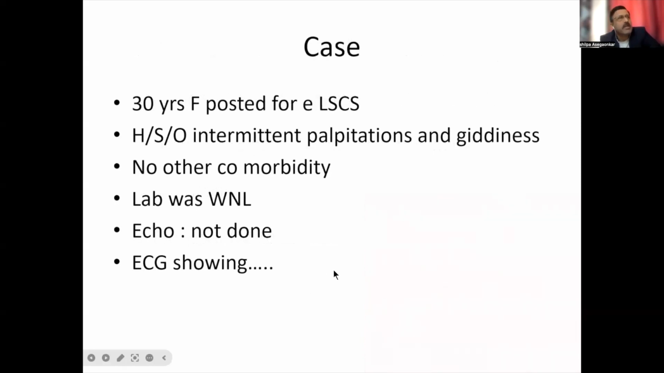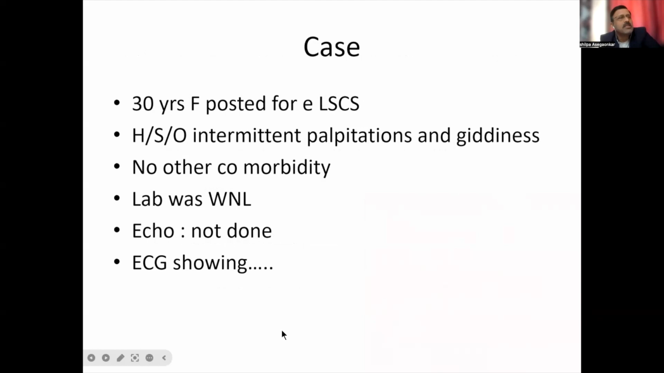Now, this is again a very interesting case. A 30-year-old female posted for an emergency seizure. The patient was giving a history of intermittent palpitation and giddiness. There was no other comorbidity. All labs were within normal limits. Echo was not done because it was an emergency.